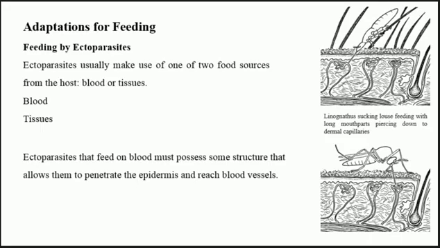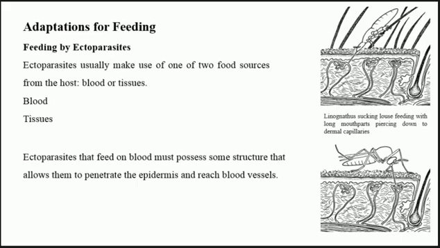Now if we talk about only blood, then they have to penetrate through the skin and go up to the capillary level to suck the blood from the host. A few examples, as you can see: lice feeding with long mouth parts piercing down to the dermal capillaries. So they pierce through the skin up to the dermal capillaries and start sucking the blood. A similar example is the mosquito also. If you have observed a mosquito, when it sits, it will take some time for piercing and then it starts sucking the blood.